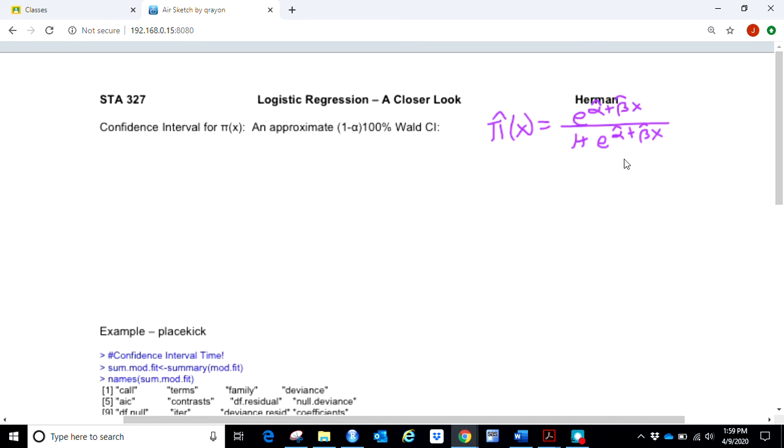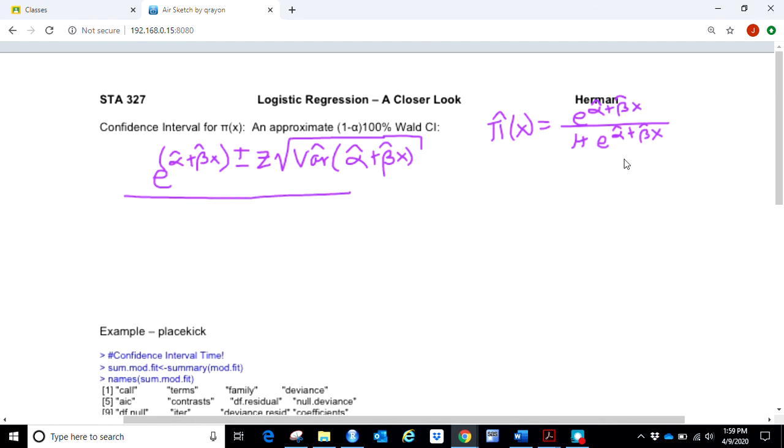So what it looks like is probably not a huge leap here. We're going to take e to the alpha hat plus beta hat X, plus or minus our z times our estimated standard error, which is the square root of the estimated variance of alpha hat plus beta hat times X, over 1 plus the same thing.